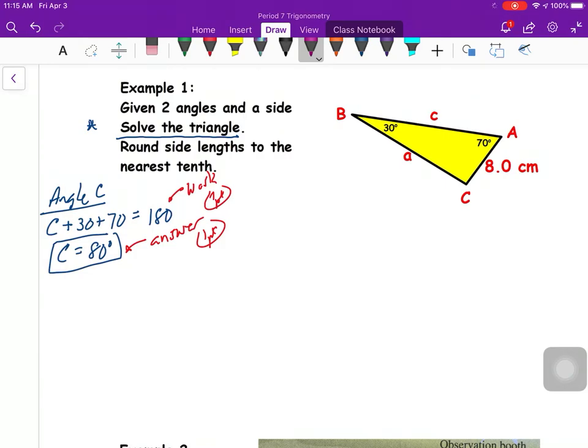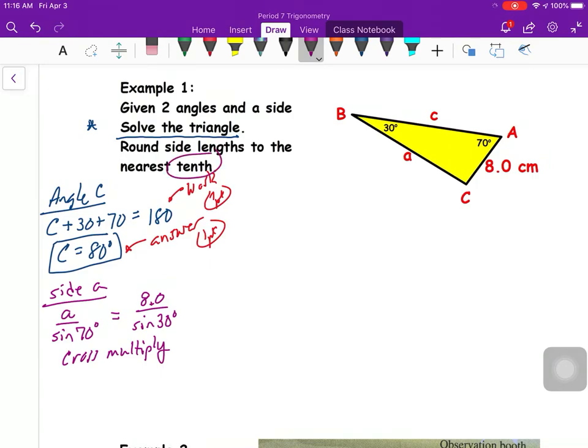Well, we have two other things to find, and both of those are sides. It does not matter which one we find first. So let's find side a first. We'll kind of go in alphabetical order. So to find side a, I would put side a over the sine of the angle across from it, which is 70 degrees. And that will equal, and now I want to use the information they gave me, so I'm going to use the 8.0 over the sine of 30 degrees.